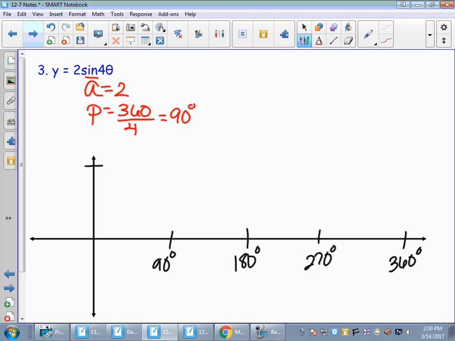My amplitude is 2, so I'm going up to 2 and down to -2. And then I have to actually break up each of these quarters into quarters because the whole peak and valley of the sine is going to happen within 90 degrees. So I break it in half, quarter, 3/4, half, quarter, 3/4, all the way to 360. Draw my guidelines at 2 and at -2.